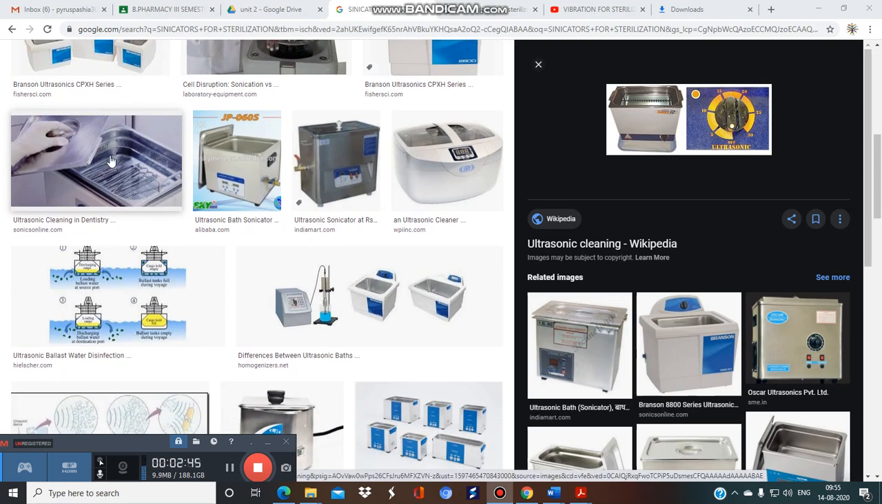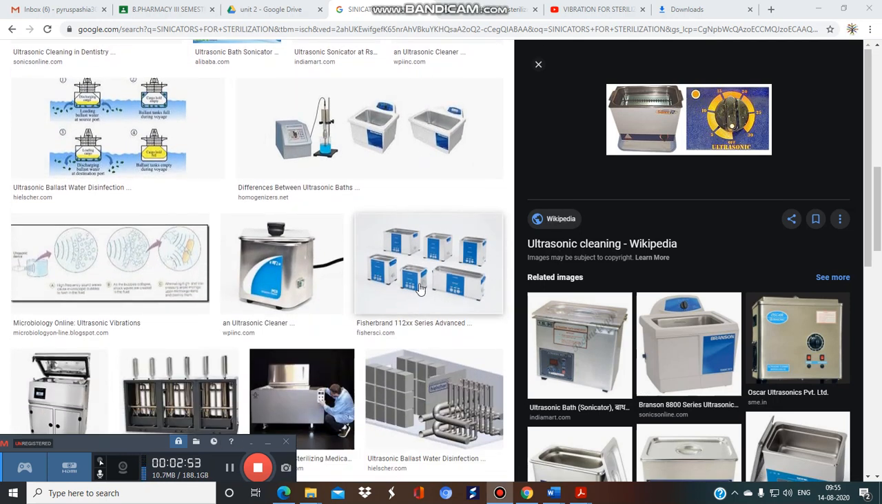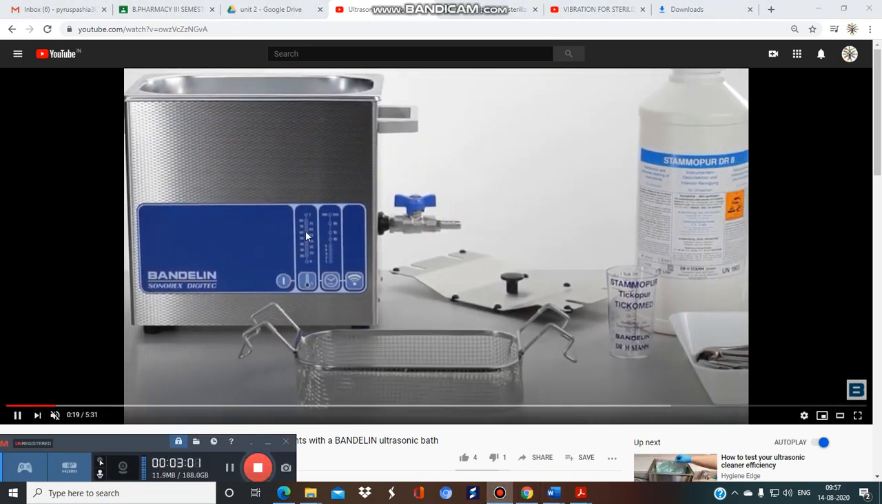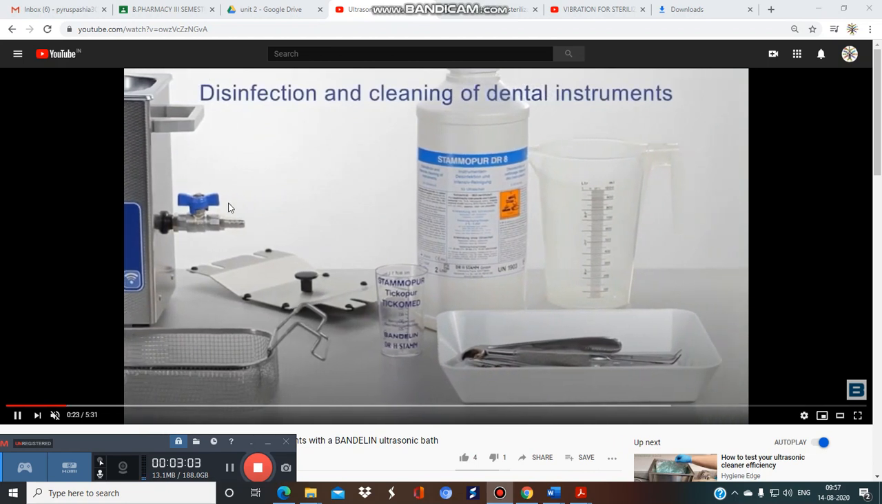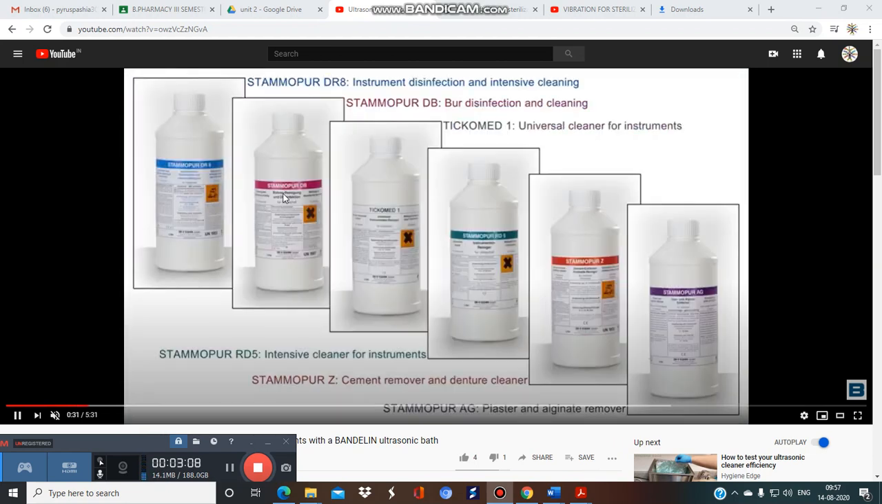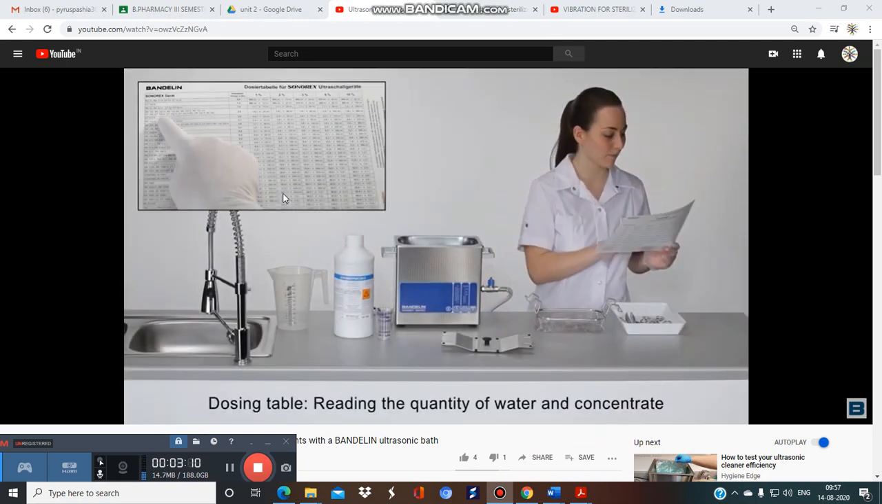Just see here, these are the various surgical instruments that are taken in this apparatus, that is the ultrasonic bath, and there are different types of ultrasonic baths available. Please watch this video for 30 seconds for more clarity. So as you can see, this is the ultrasonic bath. In this bath we use different types of disinfectants also that are used to clean the instruments.